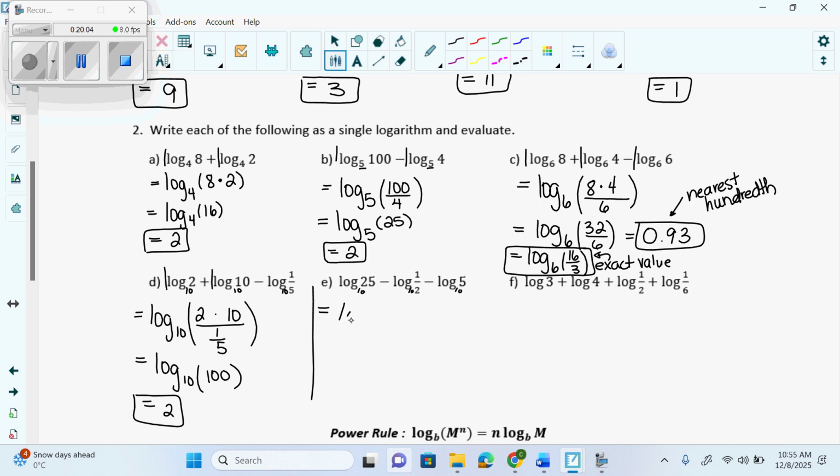Plus 1 in front in the first one, so I'm going to get log base 10. This is a plus 1 in front, so 25 is in my numerator. This is a minus 1 in front, so a half's in my denominator. Minus 1 in front, so 5 is in my denominator. I'm going to multiply them. So I'm going to get log base 10 of 25 divided by 5 halves, which is 25 times 2/5, which is going to be 50 divided by 5, which is 10. So I'm going to get log base 10 of 10, which equals 1.